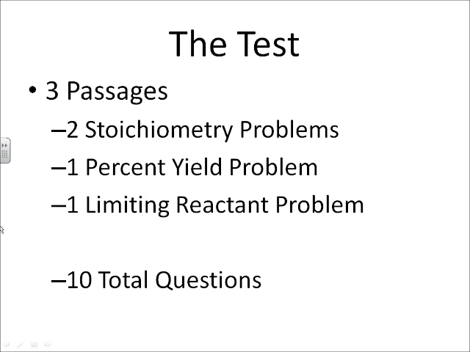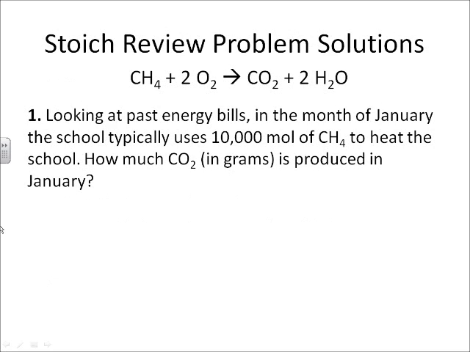Alright, our stoichiometry review looks just like our test looks. There's a passage to read, there's a reaction, and then there's some questions based on that. So let's take a look. The first question here is just a plain stoichiometry problem. It says, looking at past energy bills, in the month of January, the school typically uses 10,000 moles of methane to heat the school. How much carbon dioxide in grams is produced in January?